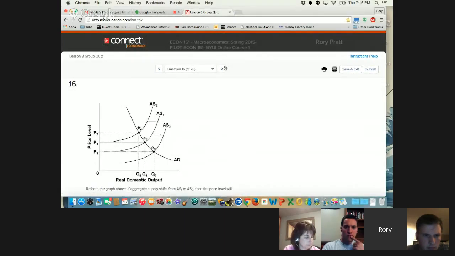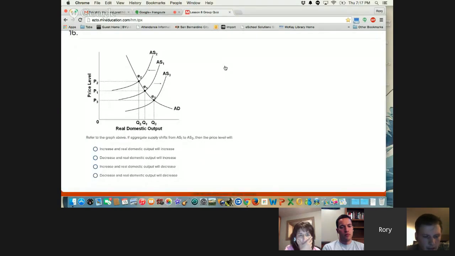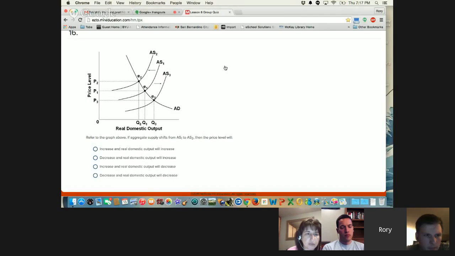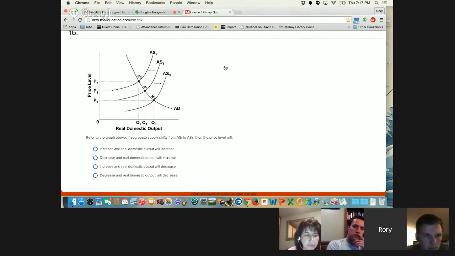Number 16, we're looking at a similar graph. If aggregate supply shifts from AS1 to AS2, then the price level will. I put down A. Okay, I put down C. So let's look at it again. I don't know. Well, the price level is on the left. If we go from AS1 to AS2, we're increasing that price level. Yeah, so the price level increases, and then the output would decrease because it's moving to the left. Oh, yeah, you're right. Okay. So that'd be C.